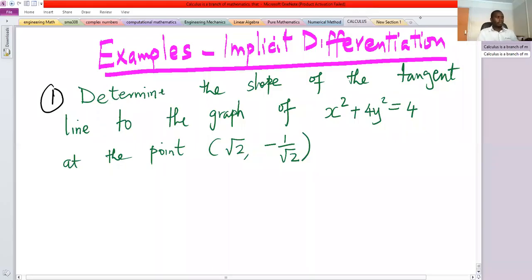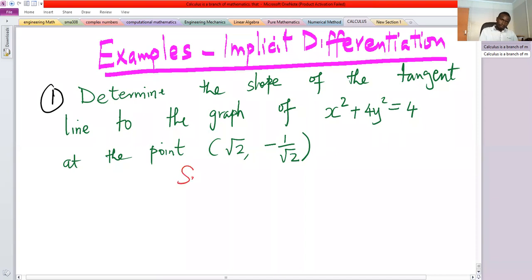Welcome to this class. For this session, we want to do some more examples on implicit differentiation. The first problem is to determine the slope of the tangent line to the graph x squared plus 4y squared equals 4 at the point root 2, minus 1 over root 2.